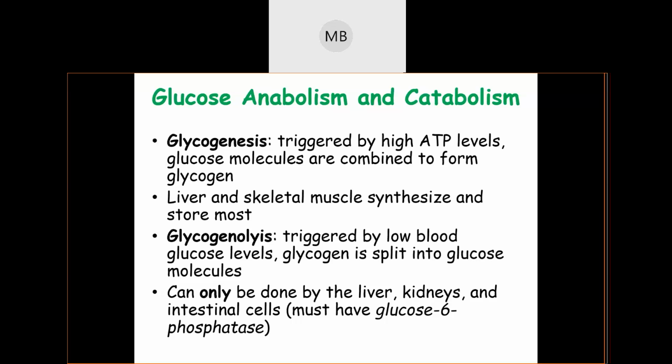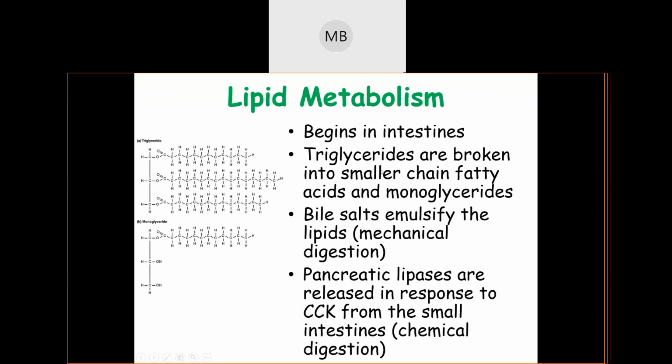Glycogenolysis is triggered by low blood glucose levels, and then glycogen is split back into glucose, right? This can only be done in the liver, kidneys, and intestinal cells, right? So this is how your body is going to flip back and forth between sugars and fats. Fats are the next one of your happy little macromolecules that we're going to discuss, right?